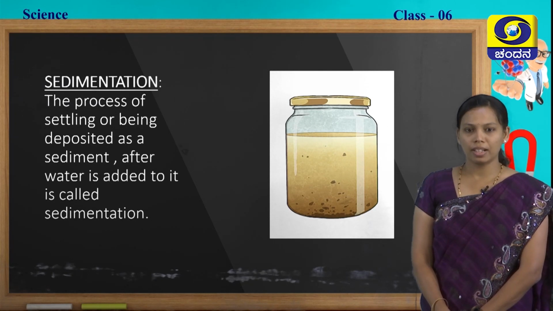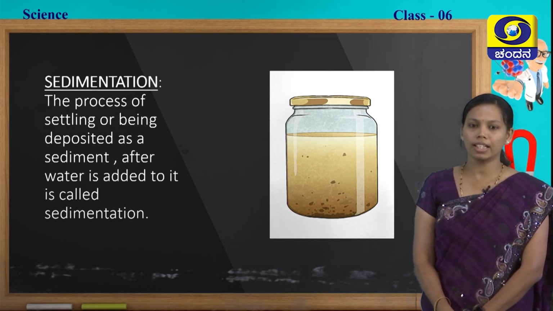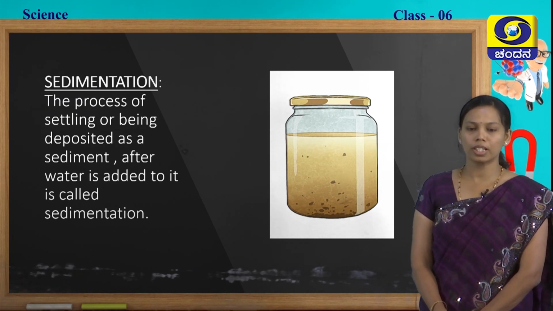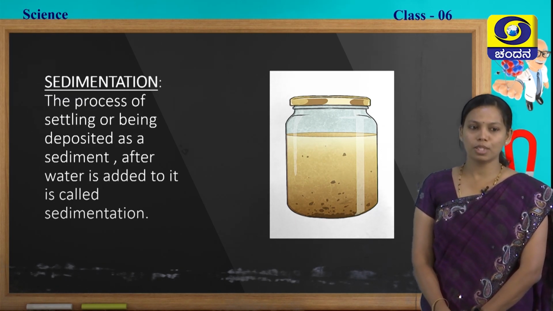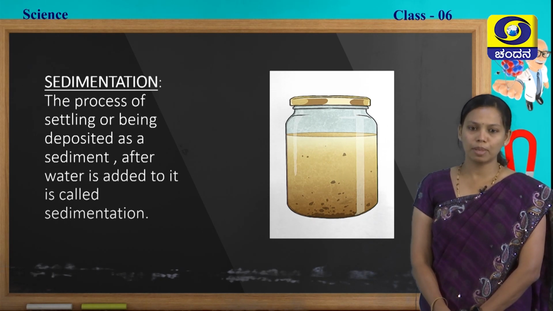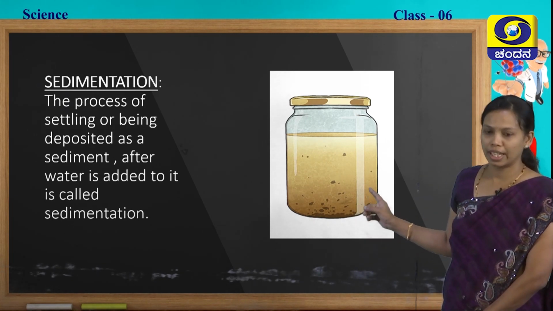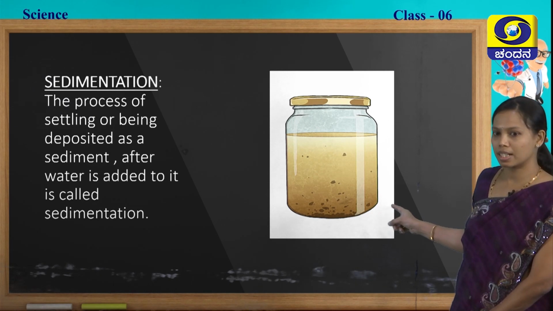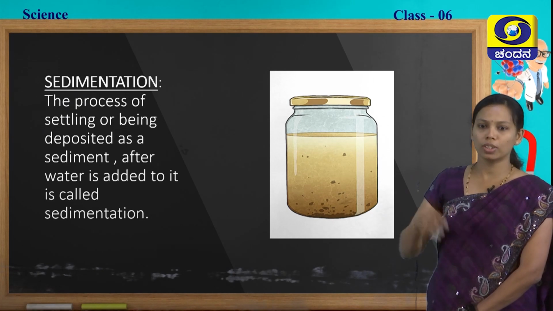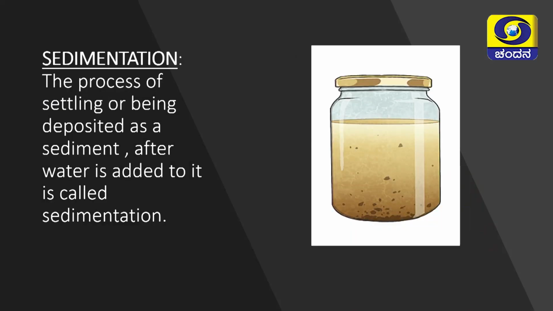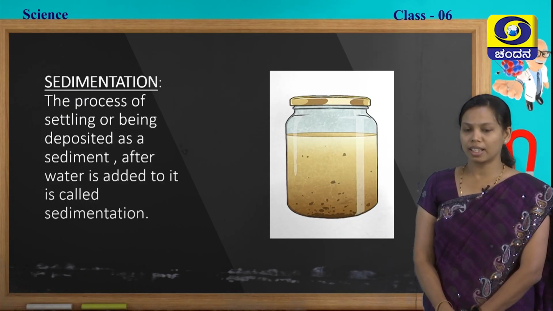It is nothing but the process of settling or being deposited as a sediment after water is added to it. This process is known as sedimentation. Look at the picture. Here the impurities are settled down at the bottom because they are the heavier components, so that they will sink into the bottom and we can remove the water later. Sedimentation is nothing but settling down at the bottom. After that, what should we do? We need to separate that.